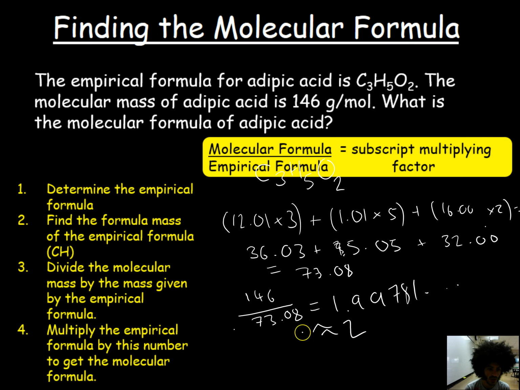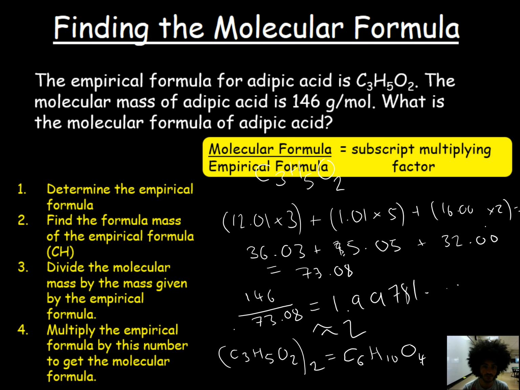So, just to finish off, I have to multiply my empirical formula by that number to get the molecular formula. My empirical formula is C3H5O2, and I times that whole thing by this number. 3 lots of 2 is 6, so it's C6, 2 lots of 5 is 10, H10, and 2 lots of 2 is 4, O4. So there you have it.